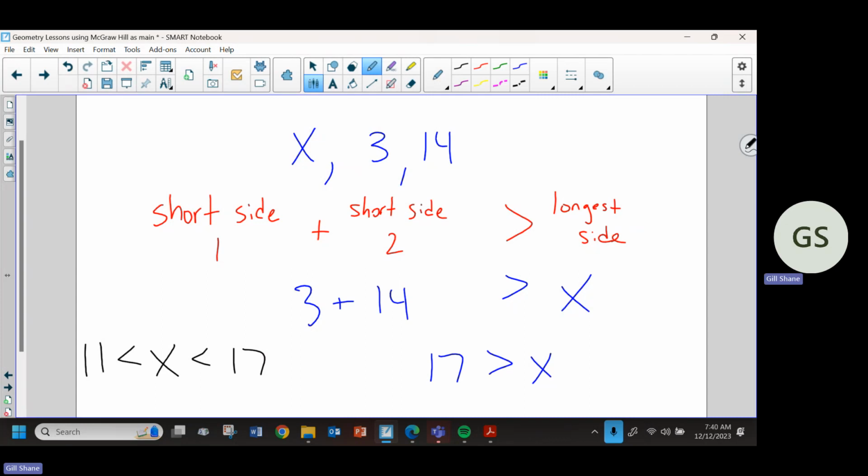And cannot be equal to. Do not put an equal to symbol underneath it. Because if it's equal to, it would be a line that just falls flat on top of another line. Wouldn't make a triangle. All right, so that's the review of that.